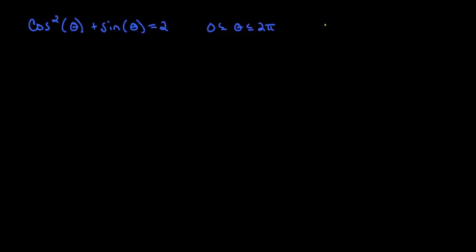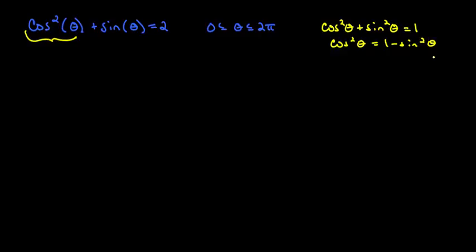Here's what I mean. I know that cosine squared plus sine squared is equal to 1. So let's say I've got a cosine squared over here, which I do. What I'm going to do is solve it for cosine squared. So that gives me 1 minus sine squared. And I'm going to take that 1 minus sine squared and stick it in here.